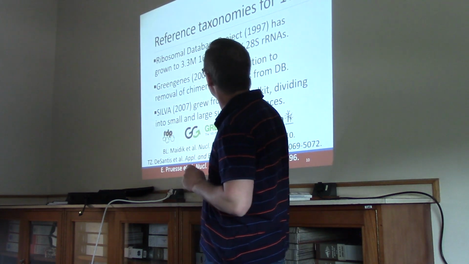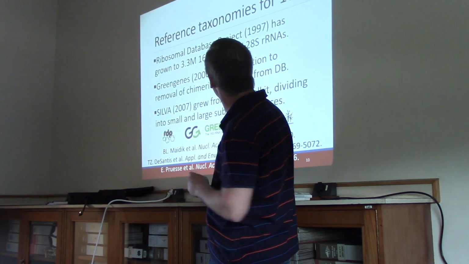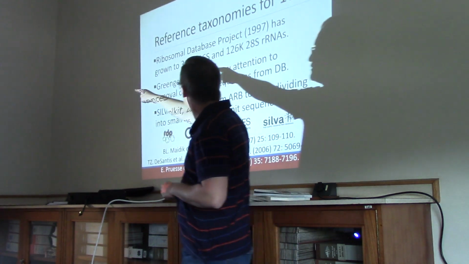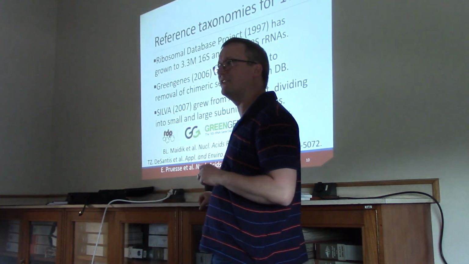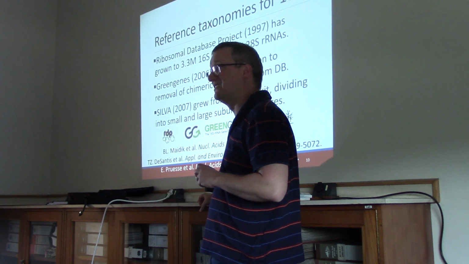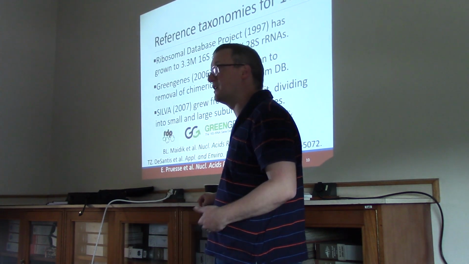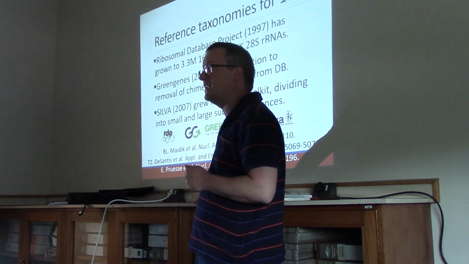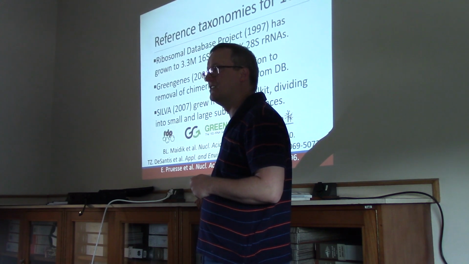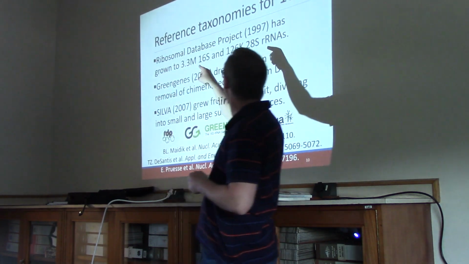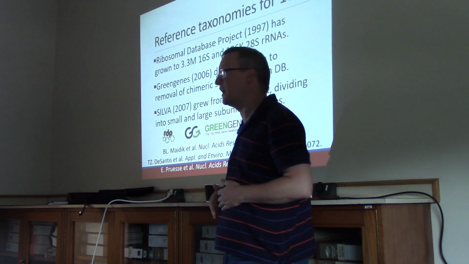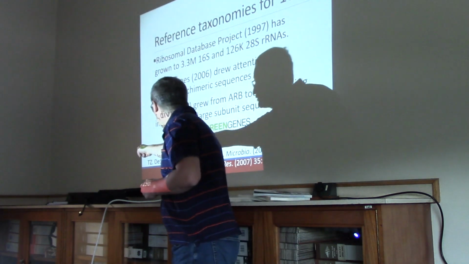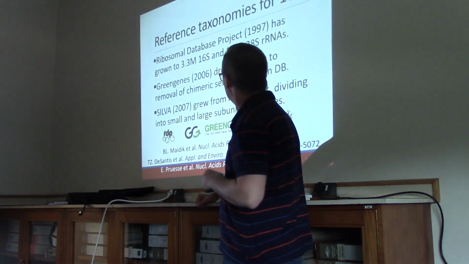So we're going to talk about the Ribosomal Database Project, originally published in 1997. When I made this slide a couple years back, they already had 3.3 million different 16S rRNA sequences, each with some sort of taxonomic information attached to it. They had 126,000 28S rRNA sequences. So these are useful for bacteria. These are useful for fungi. All right. So RDP, you can see their logo down here, is the ribosomal database.